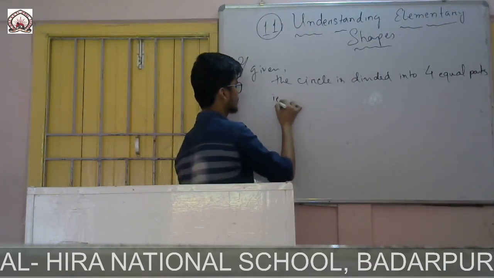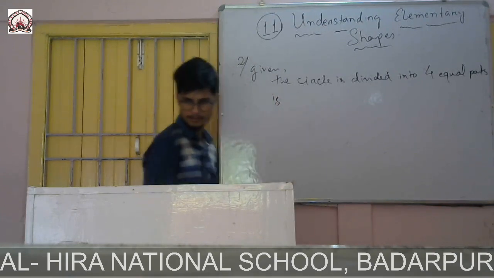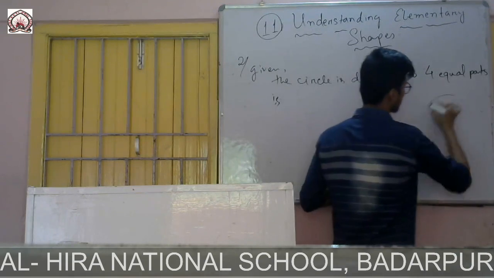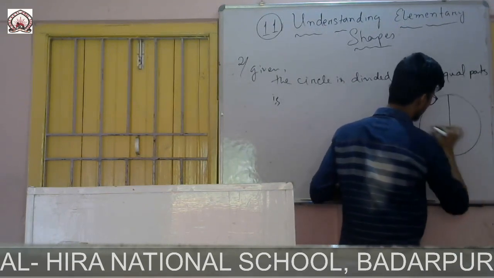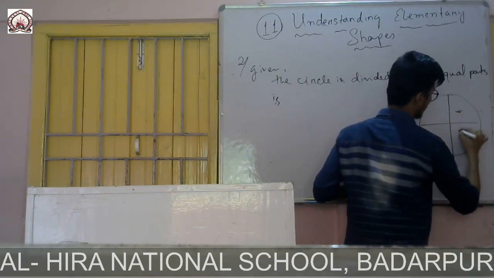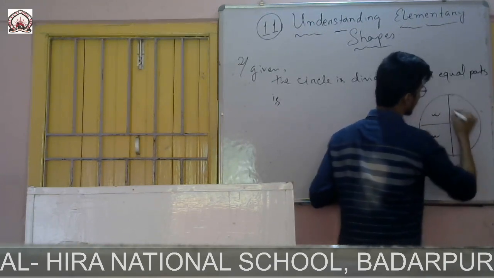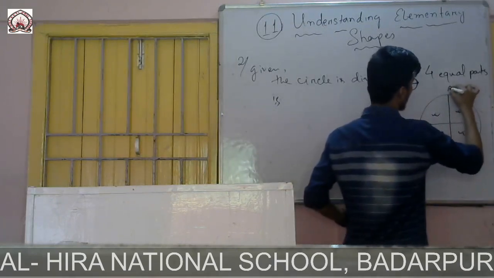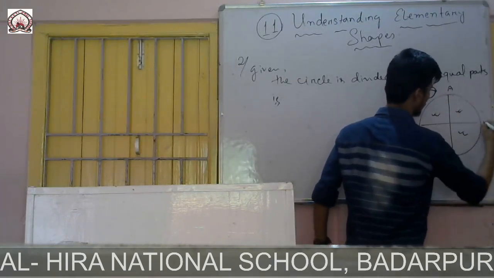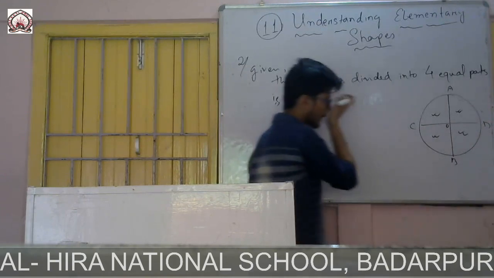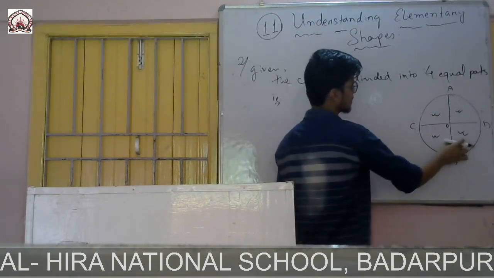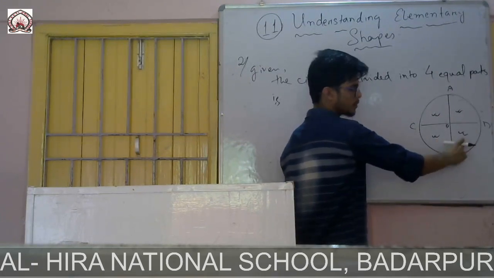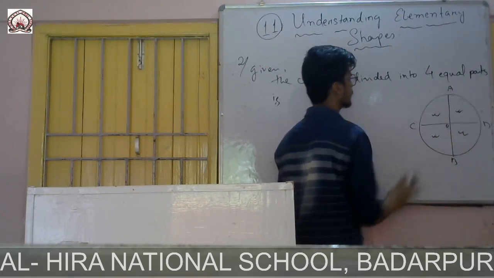So 4 equal parts, that is angle AOD. You see, this is the circle. It is divided into 4 equal parts. One part is this one, another part is this one, another one is this one. So these are 4 equal parts, and it is given A, B, C, D, and it is angle O. It is given that all the 4 parts are equal. That means this angle will be equal to this one, will be equal to this one, and all of them are equal.